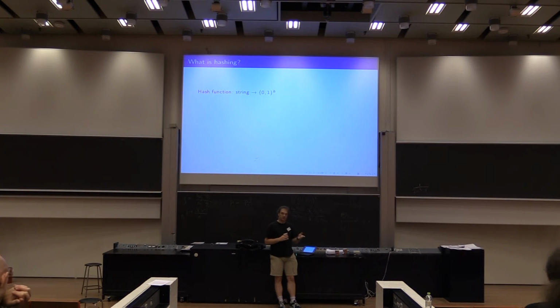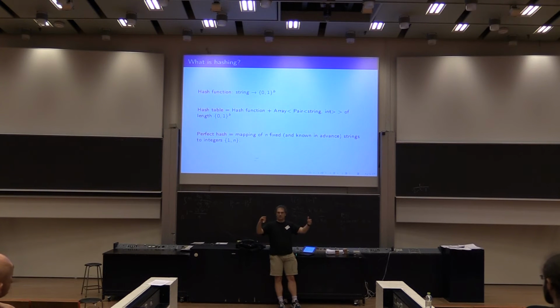Great, so some terminology. A hash function is just something which maps a string into a set of bits, seemingly at random. A hash table, or a dictionary, has a hash function, but it also has an array, which allows you to check the correctness of any particular hashing. A perfect hash is a mapping of a fixed, known in advance set of strings to exactly the same number of integers.